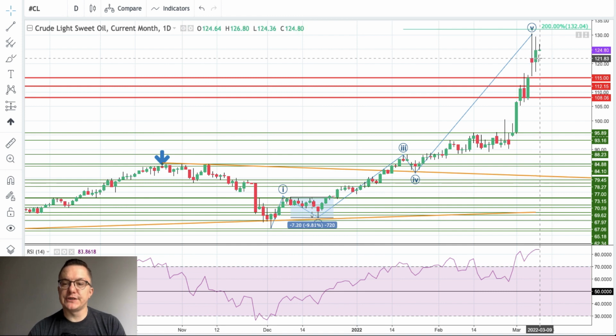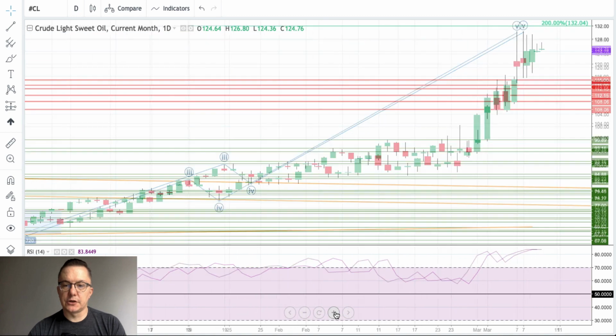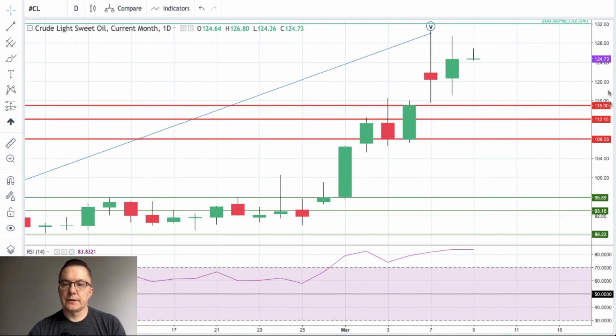This is the inside bar, this is the inside bar which hits the level of 126.80. So we almost got there. However, the volatility of the crude oil is very big.